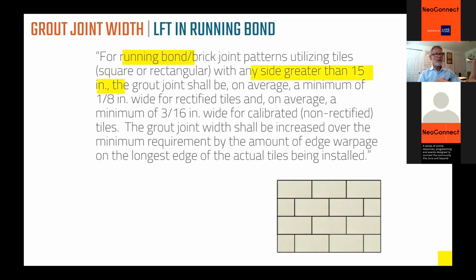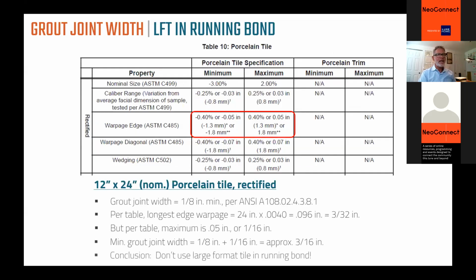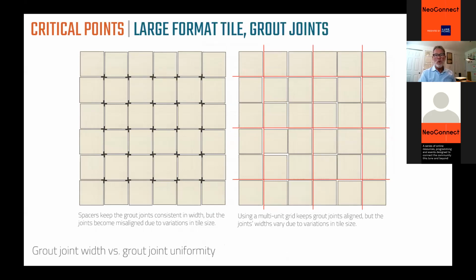But the ANSI standard says that in this case, for rectified tiles, we start with an 1/8 of an inch. For calibrated, we start with 3/16. And we add the warpage. So we're talking about grout joints again that may be wider than what we like.